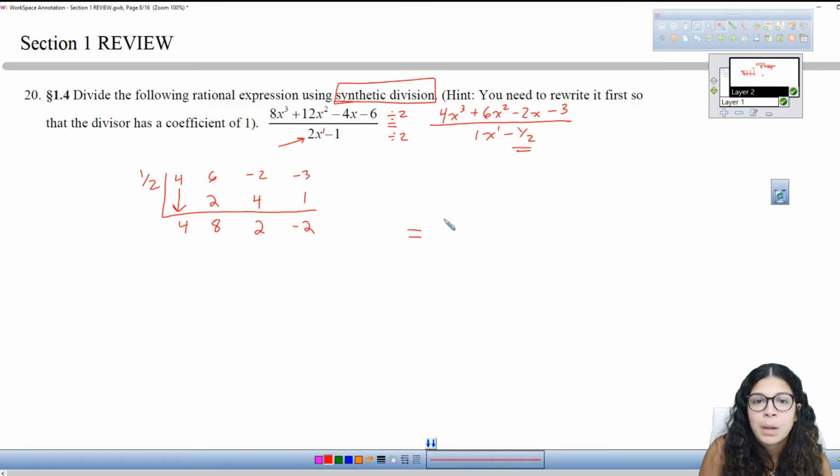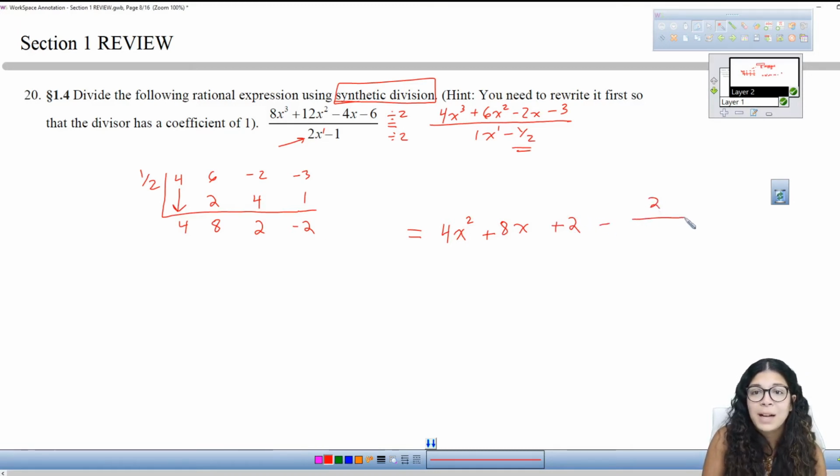So we have 4 is the first coefficient, x to the power of 2, plus 8x plus 2, and then the remainder is negative 2. That is over the divisor. What did I divide by? Look at my coefficients. My coefficients are 4, 6, negative 2, negative 3. What did I divide by? I divided by x minus 1/2.